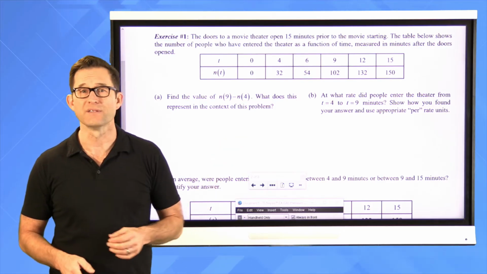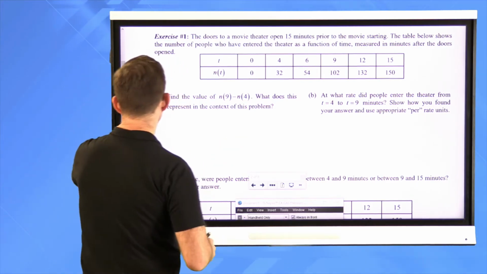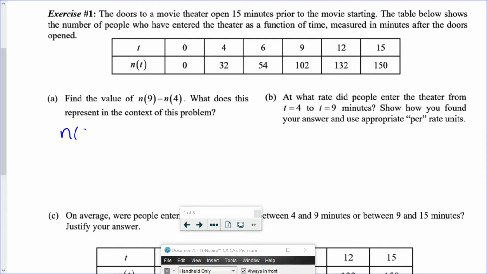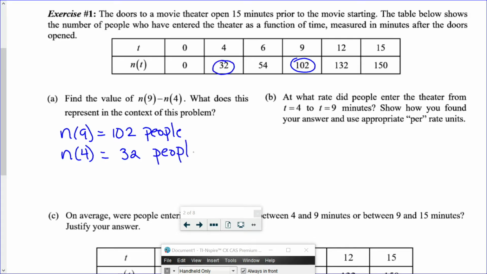This one is fairly easy. N of 9 minus n of 4. Let me just make sure I have those individual values. N of 9 is right here. That's 102 people. N of 4 is right here, that's 32 people. And now subtracting these is pretty easy. N of 9 minus n of 4, which is 102 minus 32, is equal to 70 people.